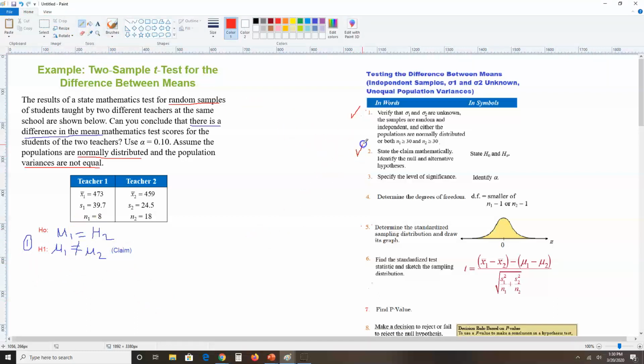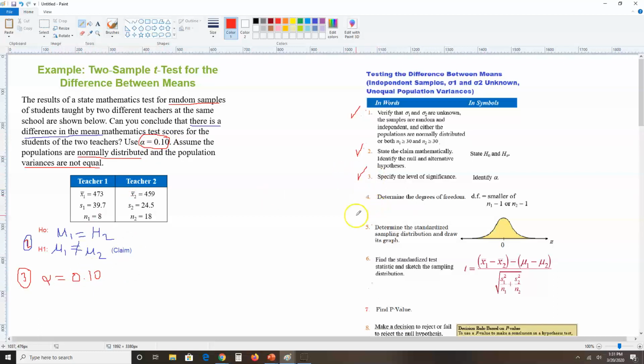Let me put a check mark. By the way, this is step 2. I put step 1, but it's step 2. Step 3 is find out who's your alpha, your level of significance. And you can see it's right here, 0.10. So that's what I'm going to put here, 0.10. Step number 4.